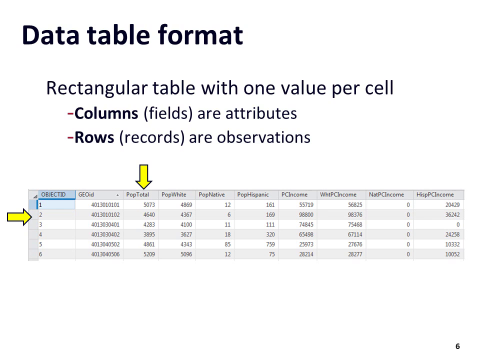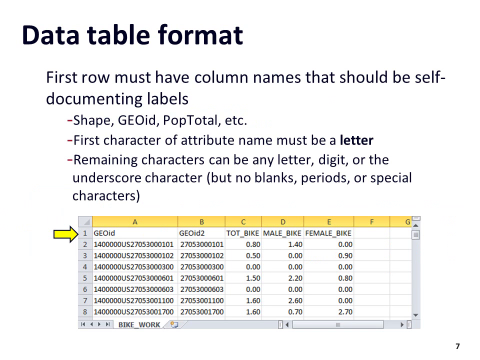Well, they're kind of rectangular with one value per cell. You have columns, which tend to be fields. Those are your attributes, and then your individual rows are your records or your observations. Same basic format as ArcGIS Desktop, same format you have in ArcGIS Pro. The first row must have column names that should be self-documenting. So when you look at that first row across the top, the individual names should tell you what that column is: shape, geoid, pop total, etc.